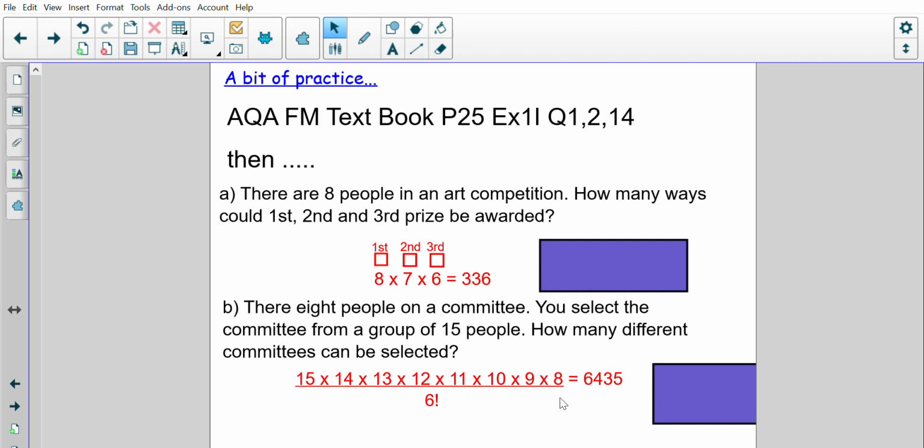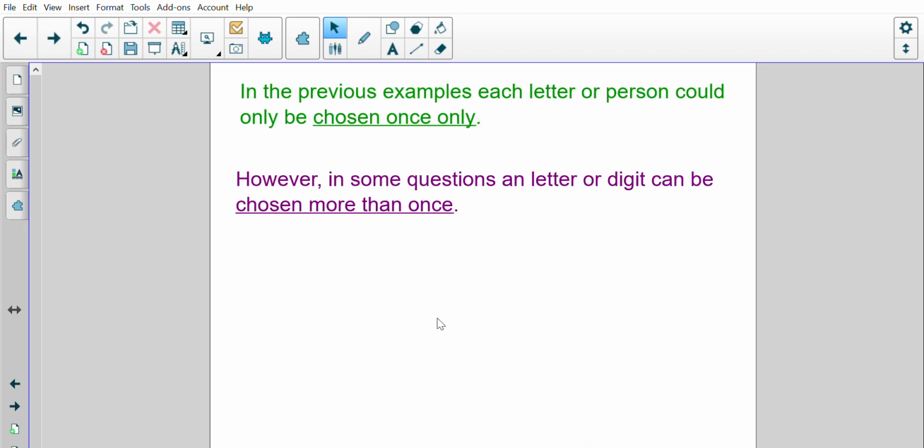Right, what we're going to try doing now, hopefully if we've got time, if we've run out of time you can carry on with this next lesson, but we're going to look at some slightly different style of questions. So in the previous examples, each letter or person that we were choosing could only be chosen once, one person from a team or one letter from a word. But in some questions, a letter or a digit can be chosen more than once, and we need to know how to deal with that as well.